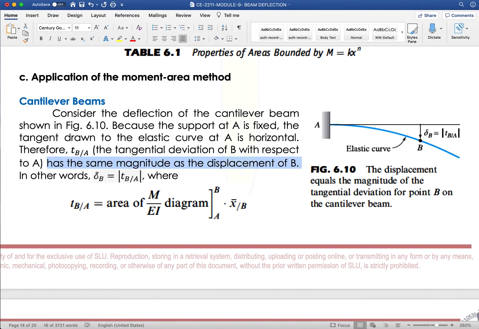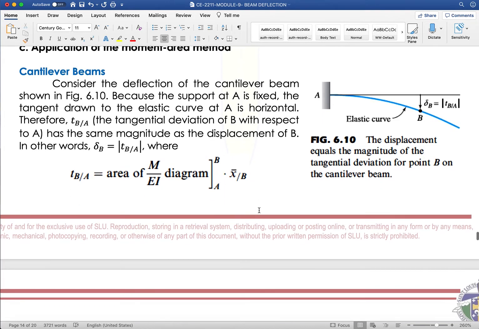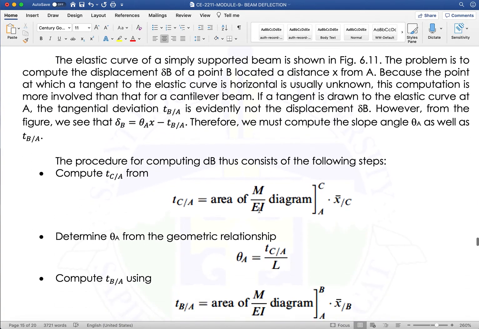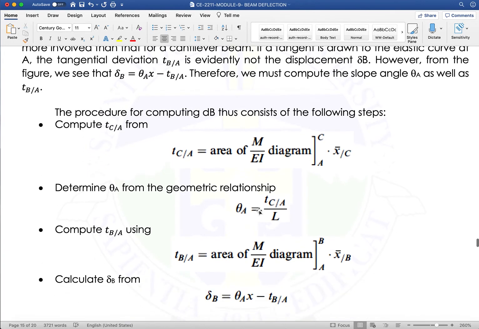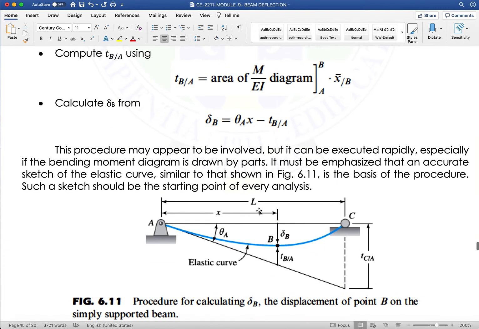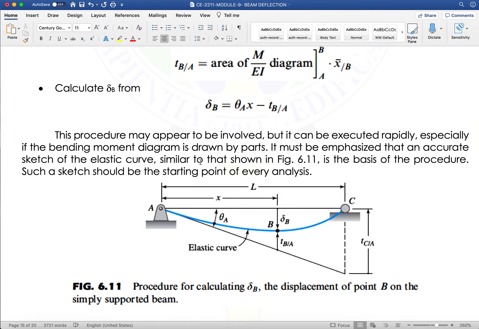In other words, the deformation of B is equivalent to the tangential deviation of B with respect to A. And the tangential deviation of B with respect to A is simply the area of the M over EI diagram evaluated from A to B times the lever arm x bar with respect to B. So likewise for a simply supported beam. Okay. So for our problems, we will discuss this on paper to make it a lot easier.